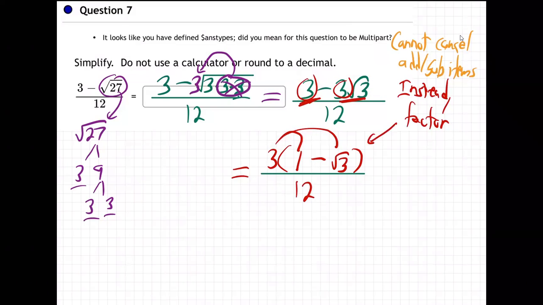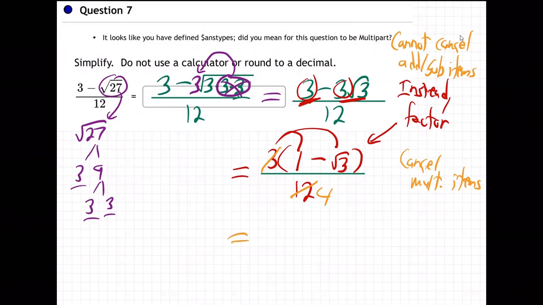You see? Factor. Okay, so why did we do that? Because now we can go 3 into 12 4 times. You can cancel multiplied items. That's totally fine, right? Because that 3 is multiplying, and that 12 is just all by itself. So yeah, that 3 can cancel because he's a multiplied 3. That's why we factor, because we cannot cancel added, subtracted items. We can only cancel multiplied items.